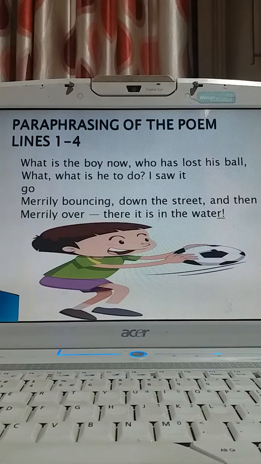What is the boy now who has lost his ball? What is he to do? I saw it go, merrily bouncing down the street, and then merrily over. There it is in the water.